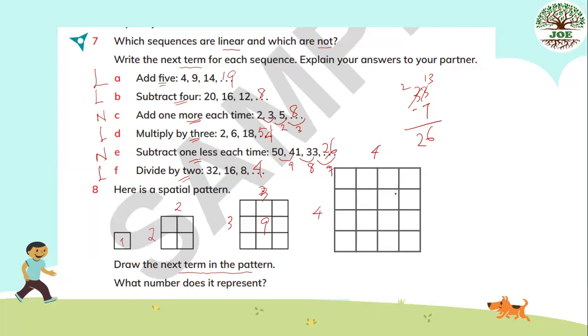So altogether 16 squares. So let's write down 1, 4, 9, 16. What do these numbers represent? The numbers represent the square numbers. So this is 1 squared, this is 2 squared, 3 squared, 4 squared.